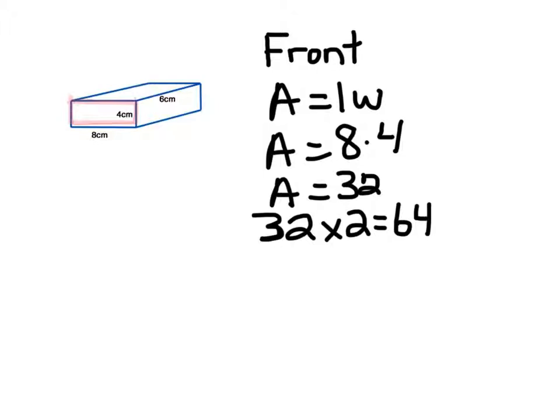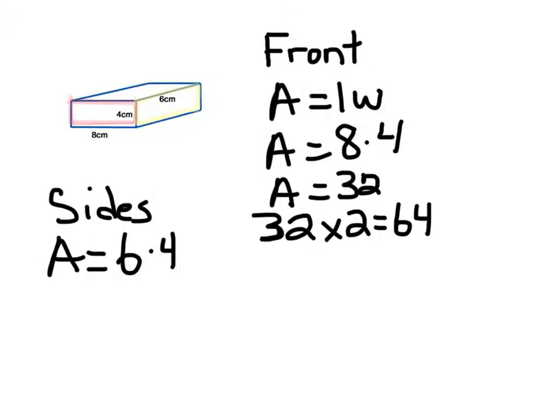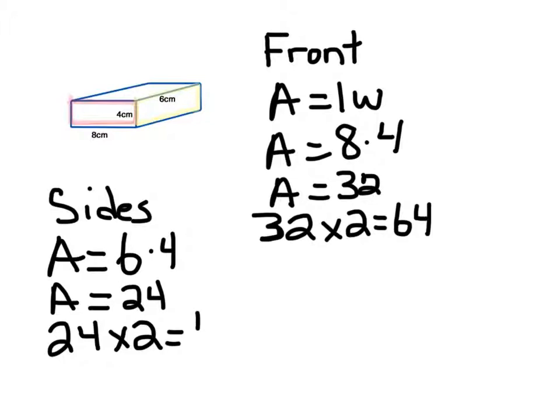Next I'm going to look at the area of this side over here that I've highlighted in yellow, and the dimensions of this side is 6 times 4, because that also is a rectangle, so I'm going to do 6 times 4, which is 24. Now, one side is identical to the opposite side, so again, I'm going to multiply 24 by 2, and I'm going to get 48.